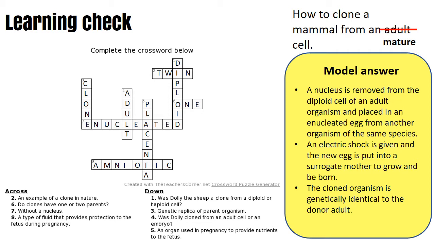So the answer to that one is adult cell. And finally, the last question, down 5, an organ that provides nutrients to a growing baby in the womb, is a placenta. It doesn't actually supply the nutrients itself. The mother does that when she eats, but it provides the tool to pass this food on to the baby. If you keep practicing that crossword, you are in good stead for knowing the cloning basics.